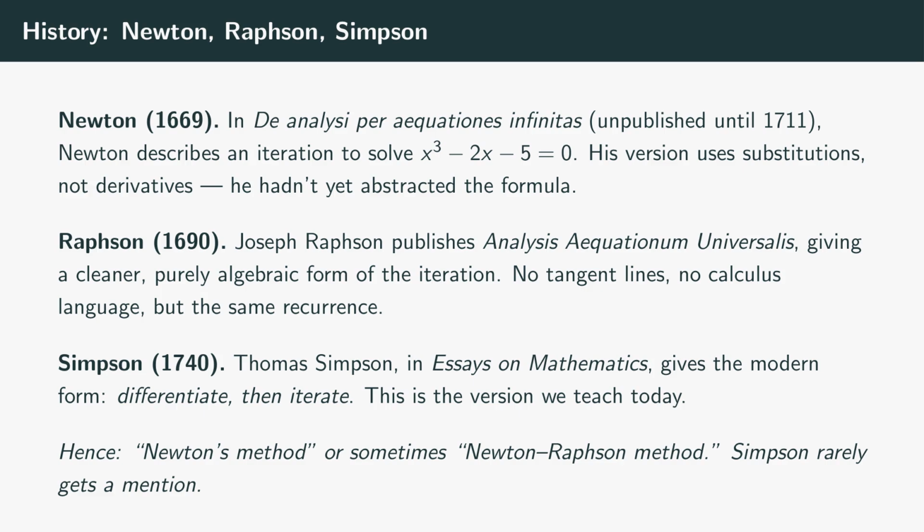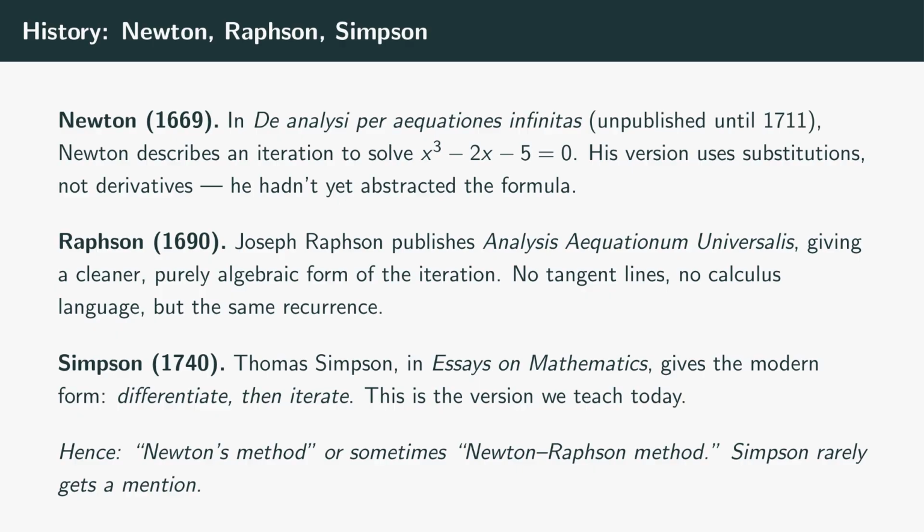He hadn't yet abstracted the recurrence. 21 years later, in 1690, an English mathematician named Joseph Raphson published a book called Analysis Equationum Universalis. Raphson took Newton's substitution idea and rewrote it as a clean, purely algebraic iteration that you could apply mechanically. Same recurrence, but presented as a recipe. Raphson's version was more popular than Newton's manuscript because it was actually published. Hence the name you sometimes see, Newton-Raphson method.